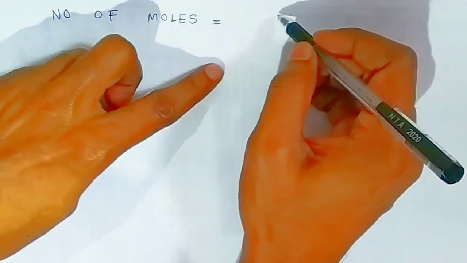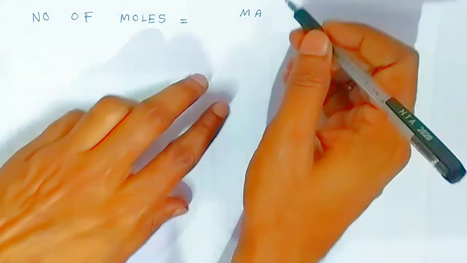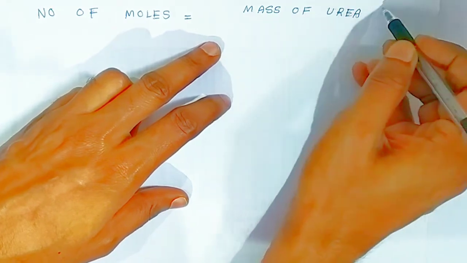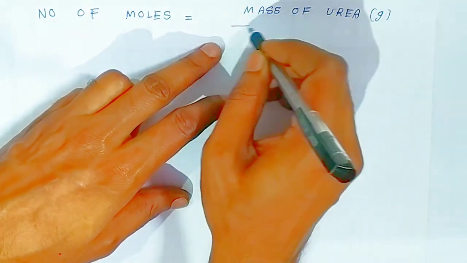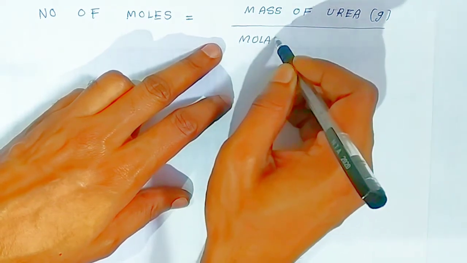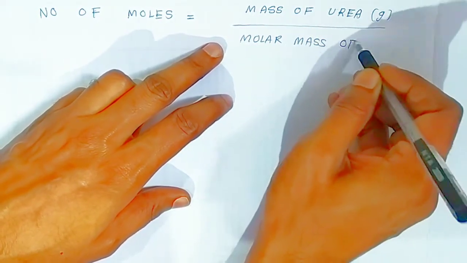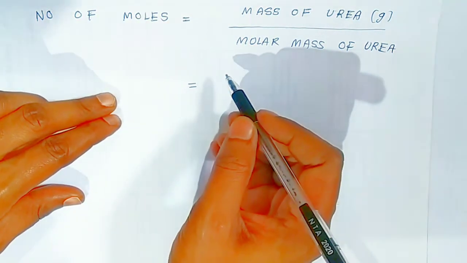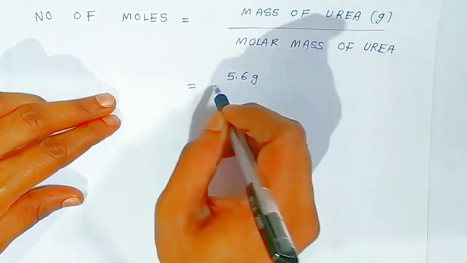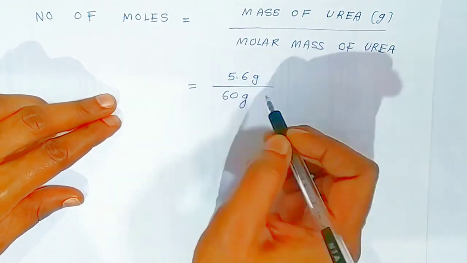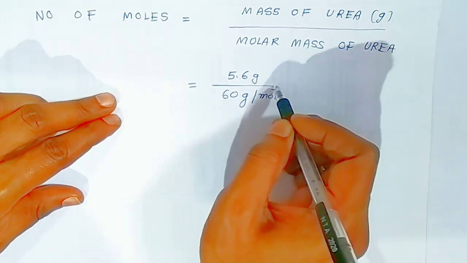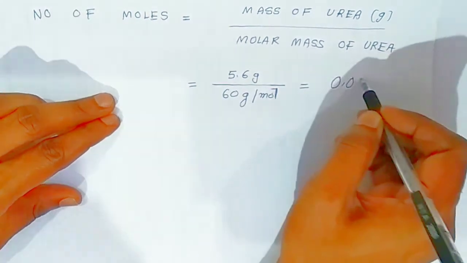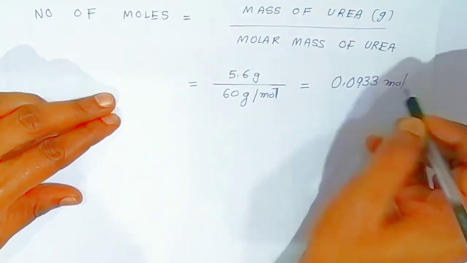Students, the formula is mass of urea, which is already given in gram, divided by molar mass of urea. The mass of urea, how much is it from the question? It is 5.6 gram. Divide by 60 gram per mole. So when you divide, students, the answer will come 0.0933 mole. So this is the first answer of the question.